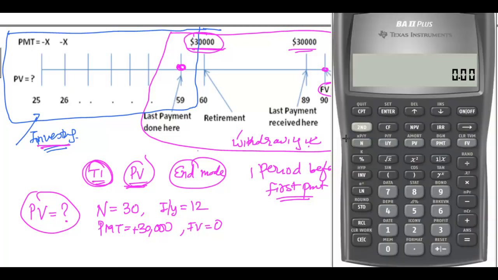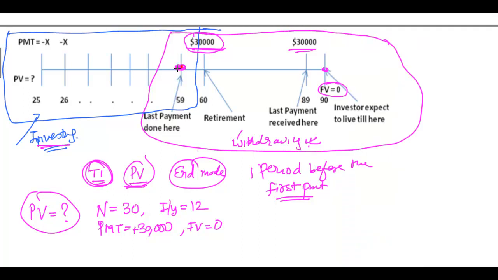So we'll input the same in the calculator. Before solving, we'll clear all the work: second, FV, and it will clear all your work. Then put N as 30, I/Y as 12, PV is not required, 30,000 is your PMT, and future value is 0, and you will compute the present value. So the present value comes as 241655. Okay, so that is the present value at this point of time.